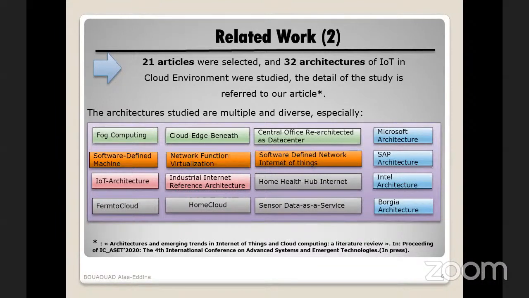We have also the architectures relating to standardization organizations, like IoT architecture and industrial internet reference architecture. In addition, we can notice the architectures that are specific to a domain, like home cloud, farm to cloud, home health hub, and sensor data as a service. And finally, the architectures relating to publishers and suppliers of the market, like SAP, Microsoft, Intel, and Bosch architectures. The detail of the research is referred to in our article, Architectures and Emerging Trends in Internet of Things and Cloud Computing, Literature Review. This article is in press and will be presented in December at the 4th International Conference on Advanced Systems and Emerging Technologies.